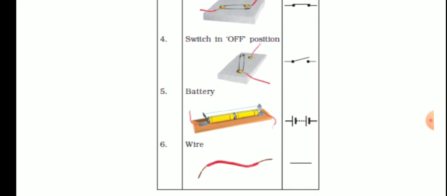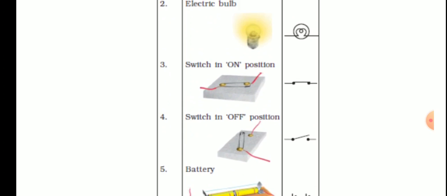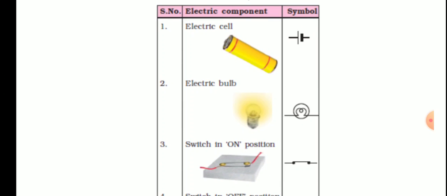And the next component is the wire. A very important component, because the electric current flows through the wire, and importantly through which wire? Mainly copper wire, because copper is a metal, and metals are good conductors of electricity as well as heat. So these are the different representations, or we can say the different symbols, of the electric components.